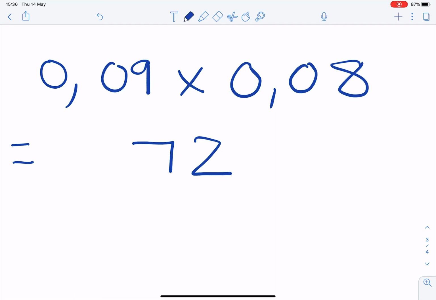Easy, your times tables. Now let's look at how many decimal places our answer should have. We've got 2 on this side and 2 on that side, which makes it 4. 1, 2, 3, 4. And there is our answer. And if you were to multiply that out in a down sum, you would come to the same answer.